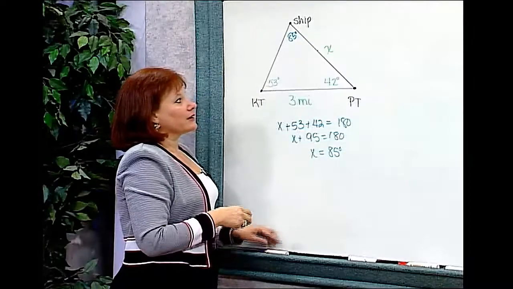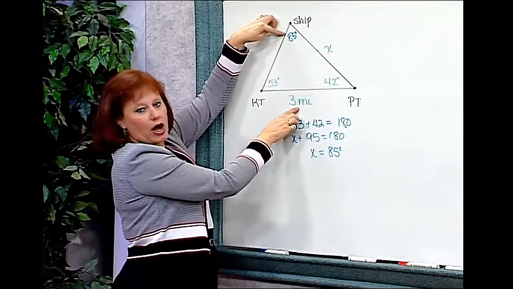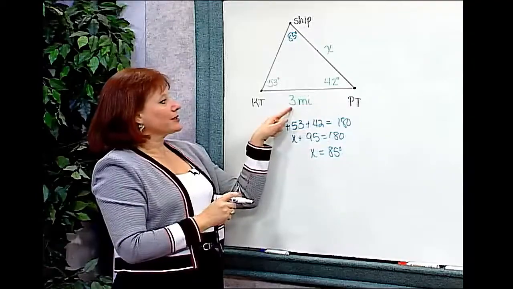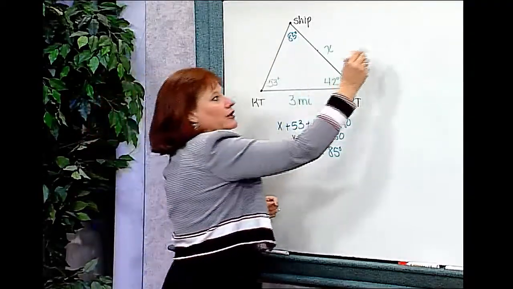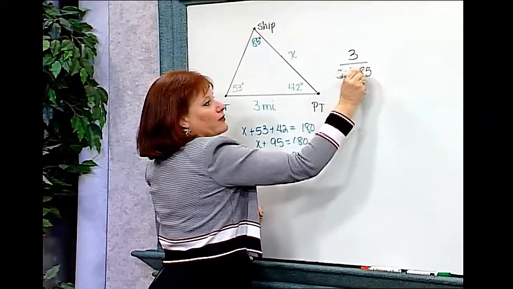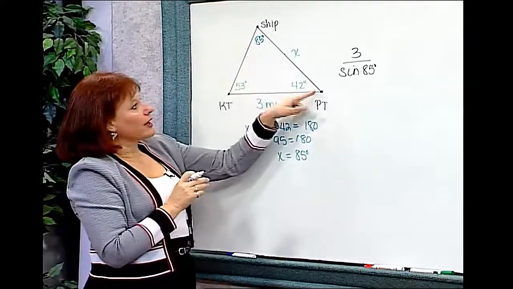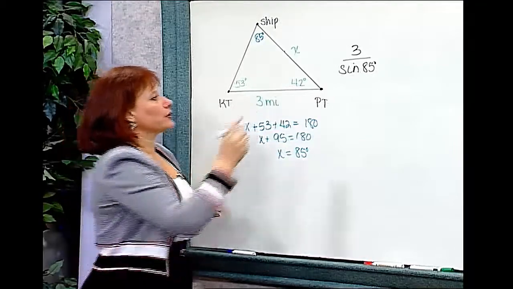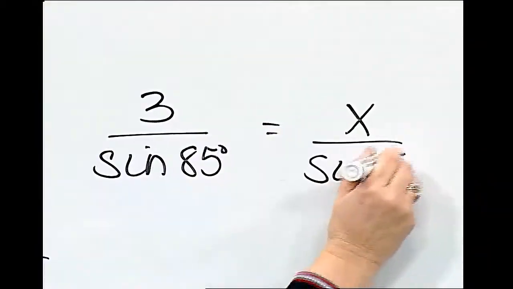Once you have that angle, it's okay to use the law of sines because I have an angle and the side opposite the angle. In the law of sines, we know that we're going to set up the side over the sine of the angle opposite that side. So I'll have 3 over the sine of 85 degrees. That's going to be my basic ratio for this problem. This is the side that I want to find. I want to find this distance. So I'll set up another ratio and say that's equal to x over the sine of 53 degrees.